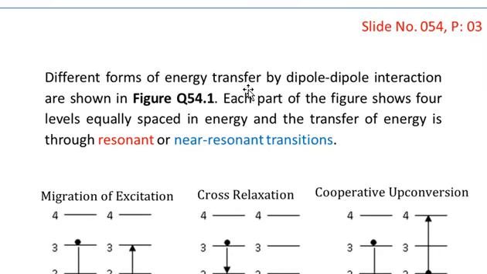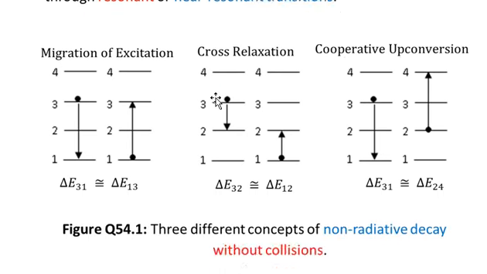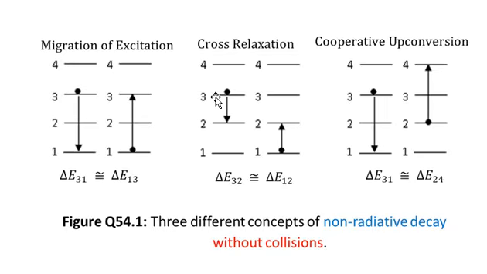Different forms of energy transfer by dipole-dipole interaction are shown in figure 1. Each part of the figure shows 4 levels equally spaced in energy, and the transfer of energy is through resonant or near resonant transitions. This figure, figure 54.1, has the caption: three different concepts of non-radiative decay without collision.